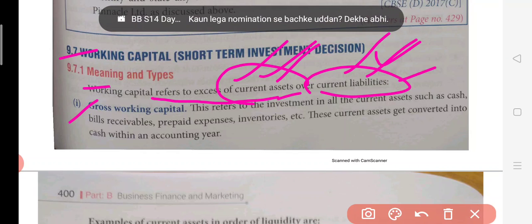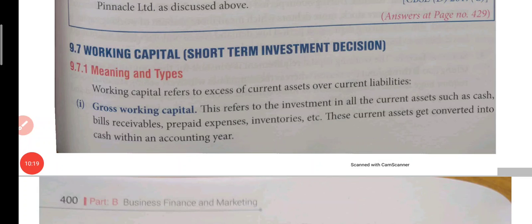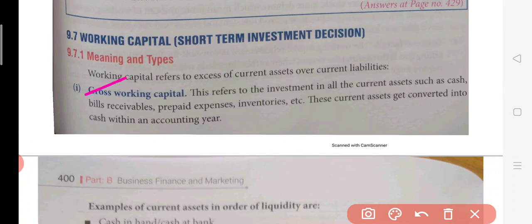So first is gross working capital. Gross working capital refers to the investment in all the current assets such as cash, bills receivable, prepaid expenses, inventories, etc. Whatever bills receivable you have, you will ask money from them because they have purchased something from you. Prepaid expenses are all the expenses which you pay early, before taking any kind of service. It is also treated as a current asset.